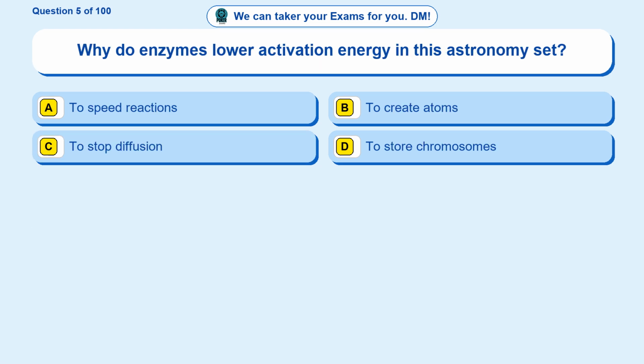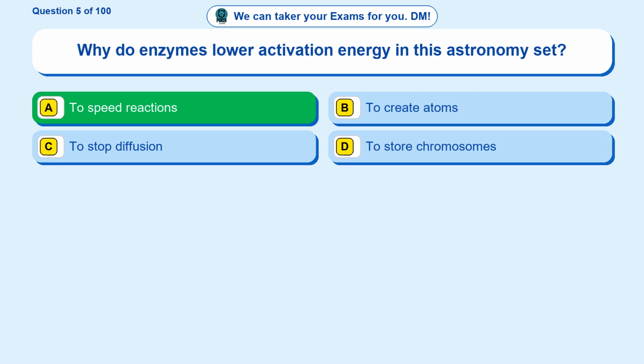Question 5. Why do enzymes lower activation energy in this astronomy set? Option A. To speed reactions. Option B. To create atoms. Option C. To stop diffusion. Option D. To store chromosomes. The correct answer is option A.